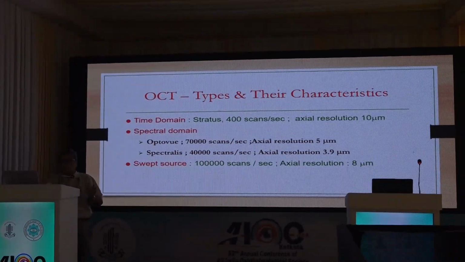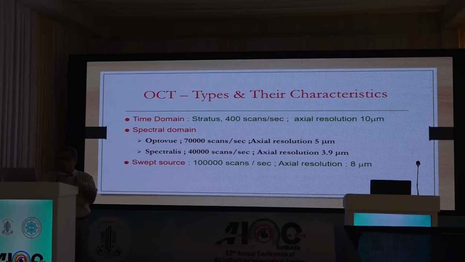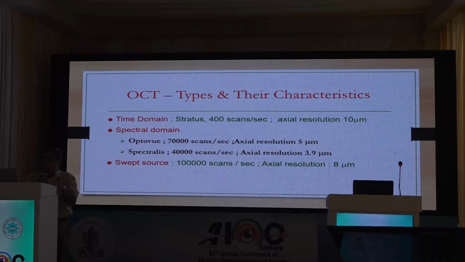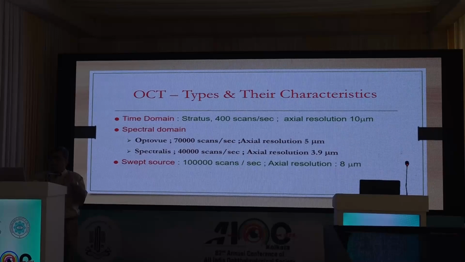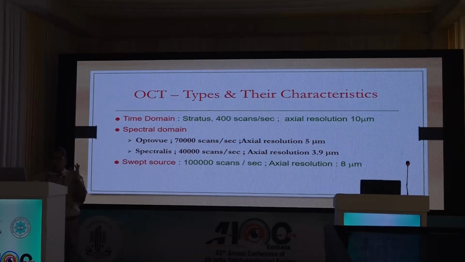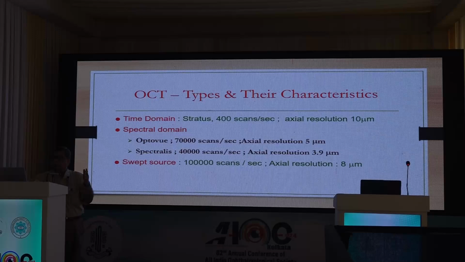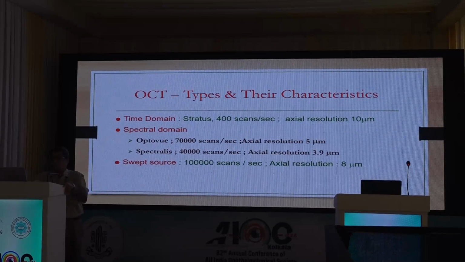We have different types of OCTs. We have the time domain, which was the first one to come. That's a Stratus machine, which had around 400 scans per second. Then we had the spectral domain, which is the workhorse. And there you have the OptoView, which goes up to 70,000 scans per second, and the Spectralis, which does 40,000 scans per second. And their axial resolution varies from 3 to 4 micron. And finally, now you have the swept source machines, which can go up to 100,000 scans per second and also have an axial resolution of around 8 micron.